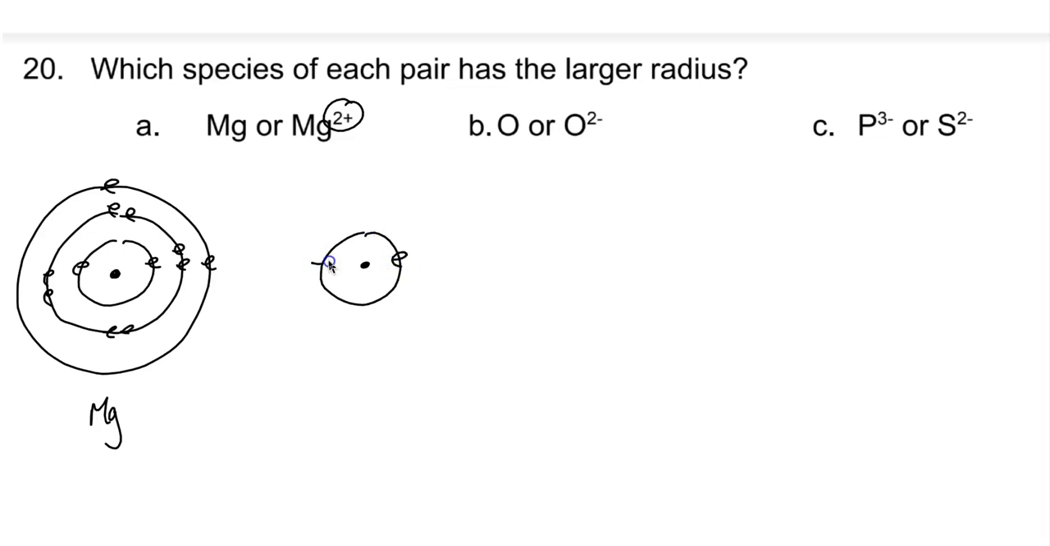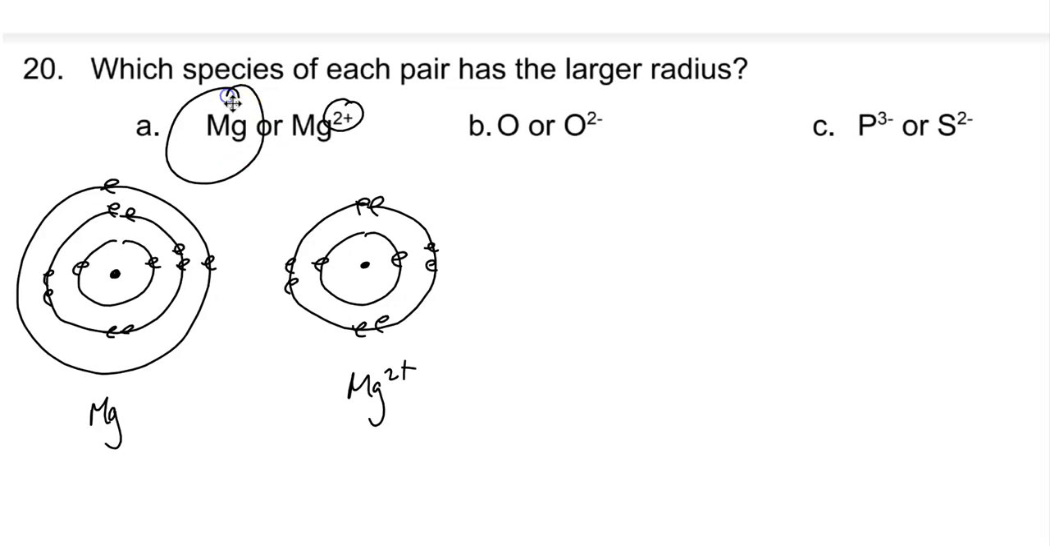So it literally goes to this. You have magnesium with its inner 2, and then it's got 8. It sheds that outer energy level. So this is the magnesium cation. Cations are smaller than their neutral atom. So which one has the larger radius? Definitely magnesium.